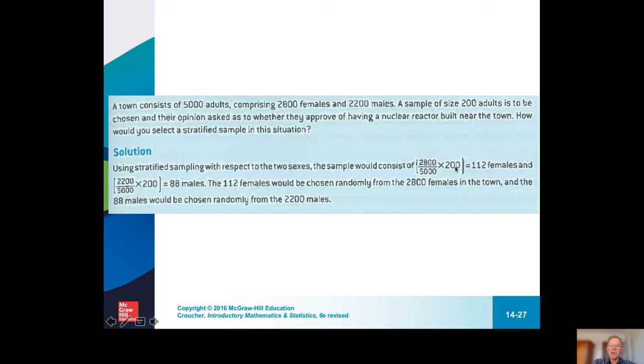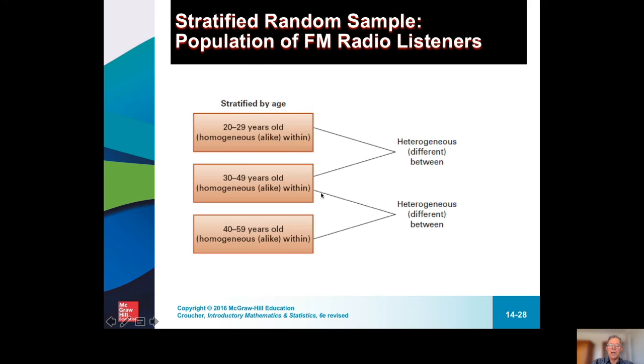How many females should I take? 2,800 over 5,000 times 200. I need my sample to have 112 females. Do the same for the males: 2,200 over the total times 200. I need to pick up 88 males, and I'll have the right proportions, the right strata for my sample.